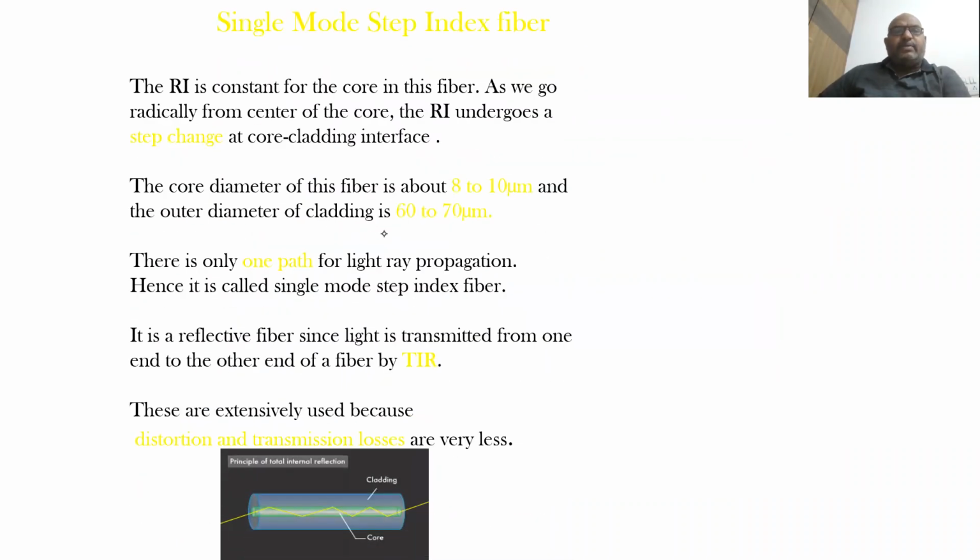In single mode step index fiber, the refractive index is constant for the core. The core diameter is around 8 to 10 micrometers and the outer cladding diameter is 60 to 70 micrometers. There is only one path of light ray propagation through the core cladding interface. This is called the single mode step index fiber. Light is transmitted from one end of the fiber to the other by total internal reflection. These fibers are extensively used because distortion and transmission losses are very low.